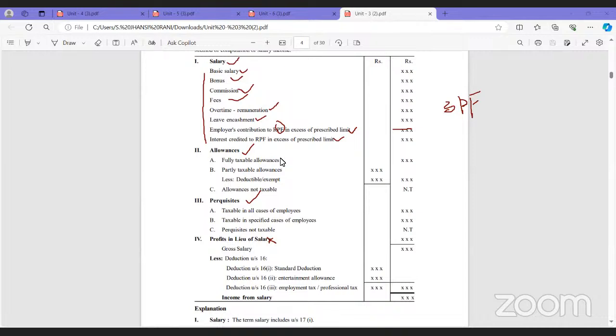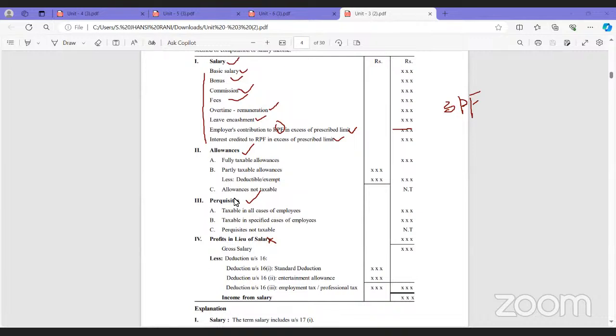So fully taxable allowances, there are 14 to 18 points which are fully taxable, like DA, that is dearness allowance, city compensatory allowance, entertainment allowance, medical allowance, lunch allowance, non-practicing allowance, project allowance, warden allowance. Like this, 18 to 19 allowances are there which are fully taxable. So it's our job to remember those points so that it will be easy for us to find out whether it is a fully taxable allowance, partly taxable allowance, or allowance not taxable.